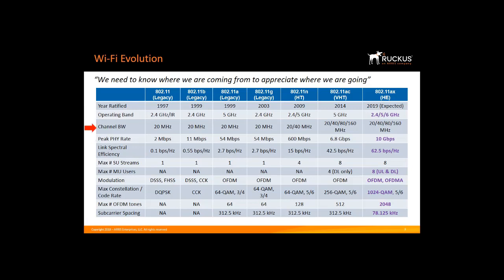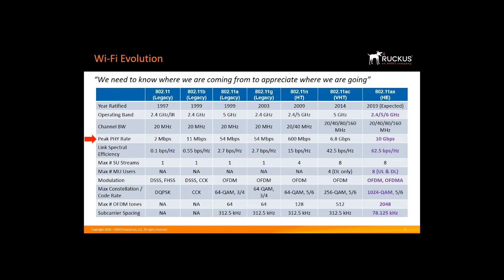For channelization, the standard started with 20 MHz and was expanded to 40 MHz in 11n and up to 160 MHz in 11ac as well as 11ax. Today, we see very little 160 MHz applications, but with 6 GHz, this might become a reality. The peak PHY rate started with 2 megabits per second, and with 11ax, we're talking about up to 10 gigabits per second for a wireless medium.